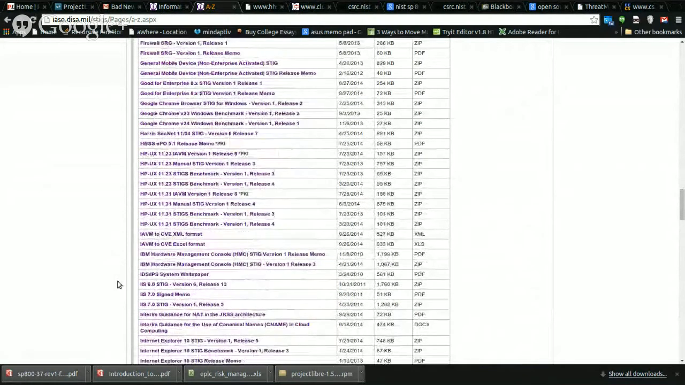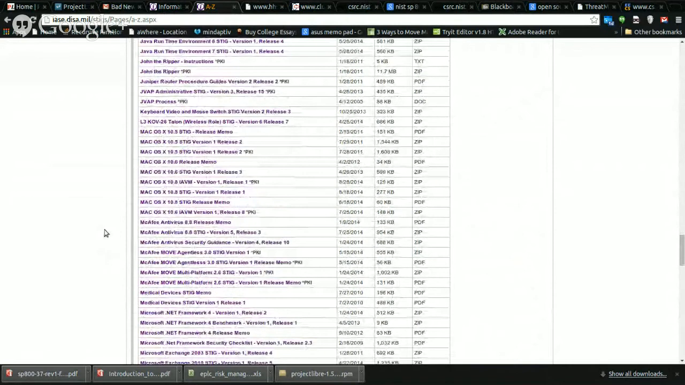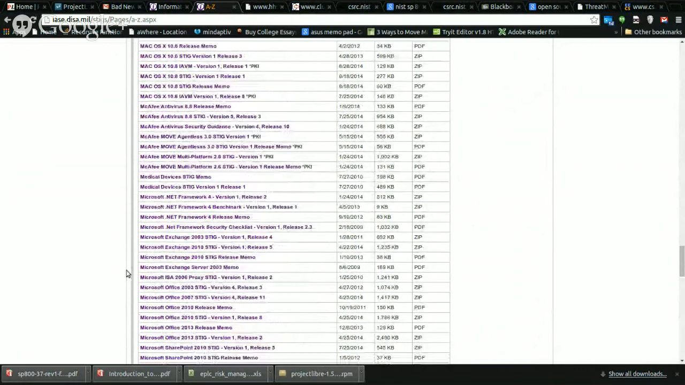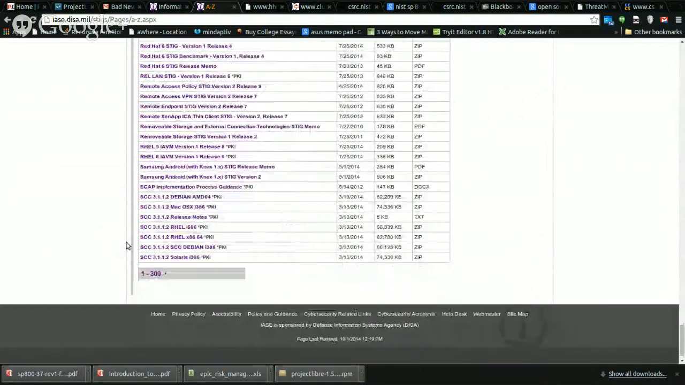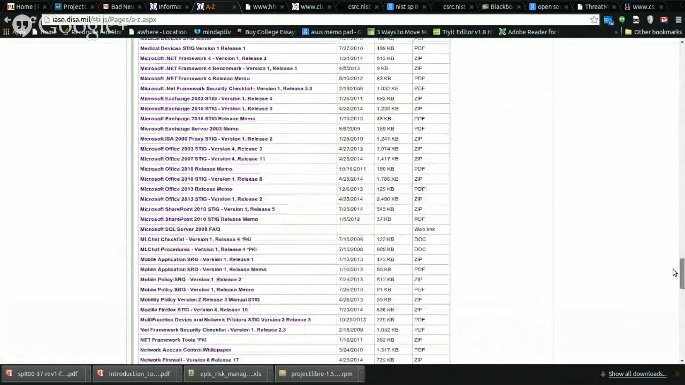HPUX, IAVM, the CVE, this is just mapping. But you have all these different items here that you can actually use. So when you're doing your threat analysis, you can say, all right, maybe we're using McAfee or something like this, and you can use these items right here to test and to harden your actual device. So this is a great tool, and I'll share this on the website. Like I said, there's a ton of stuff here.